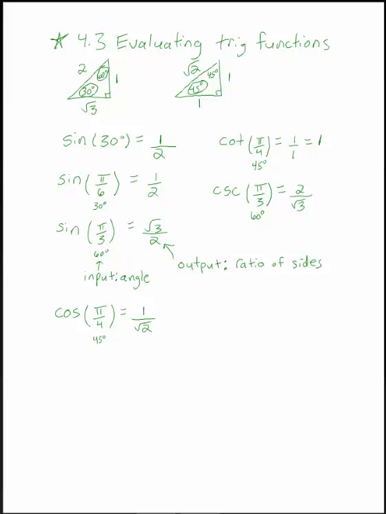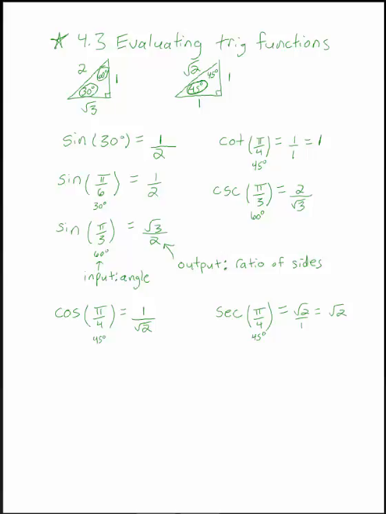Let's do one more. Let's do the secant of pi over 4. Pi over 4 is 45 degrees. Okay, so I'm looking at a 45 degree angle. Secant is hypotenuse over adjacent. So looking at this 45 degree angle, the hypotenuse is root 2. Adjacent is 1. So the answer is root 2.